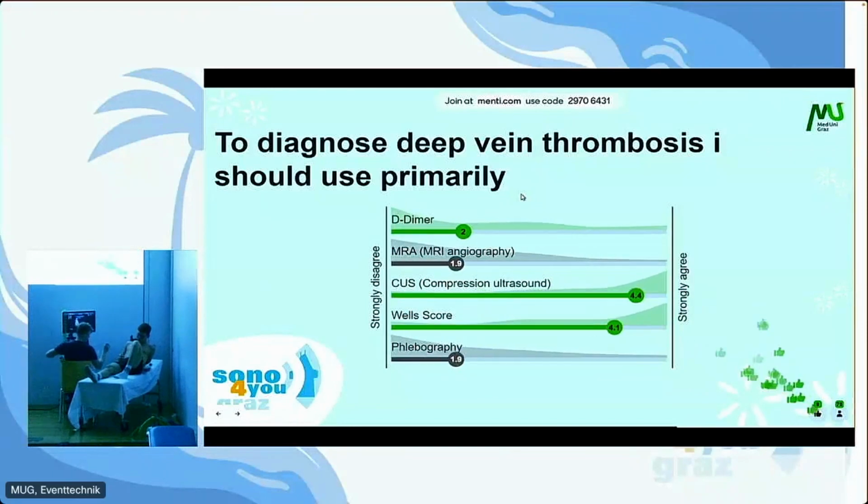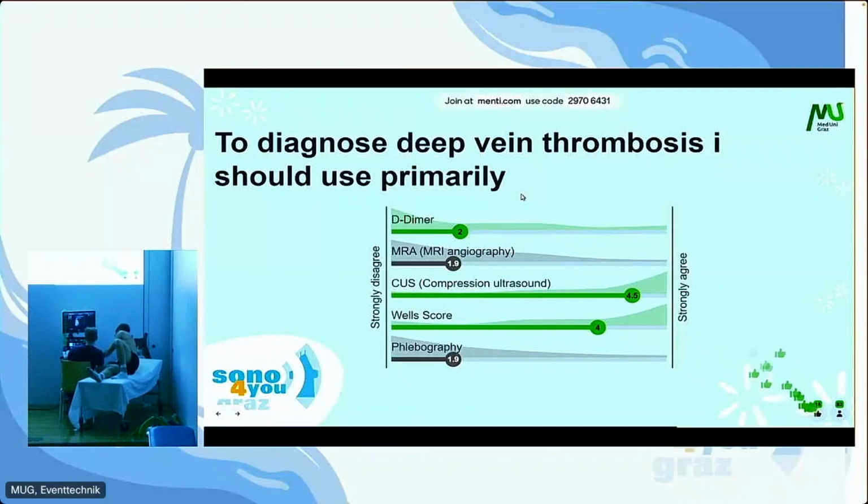Okay, great. Nice. So let's talk about the algorithm in case you think your patient has a DVT. First of all, you're going to do a Wells score. You're going to estimate the likelihood that the patient is having a deep vein thrombosis. And if you have a high likelihood, you're not going to do any D-dimers because you have to do a compression ultrasound anyway. So the D-dimer does not affect your algorithm. You don't have to do them.